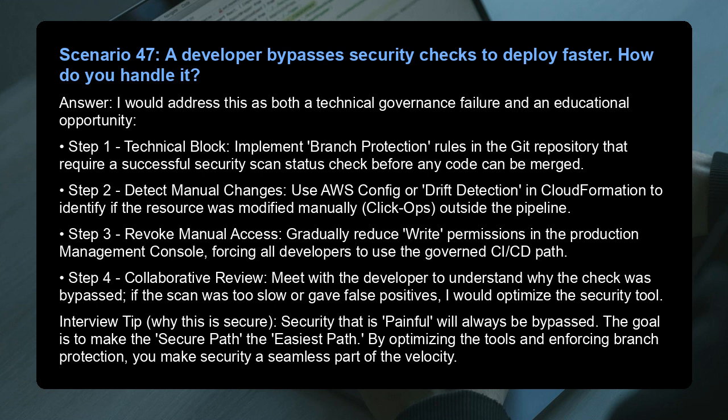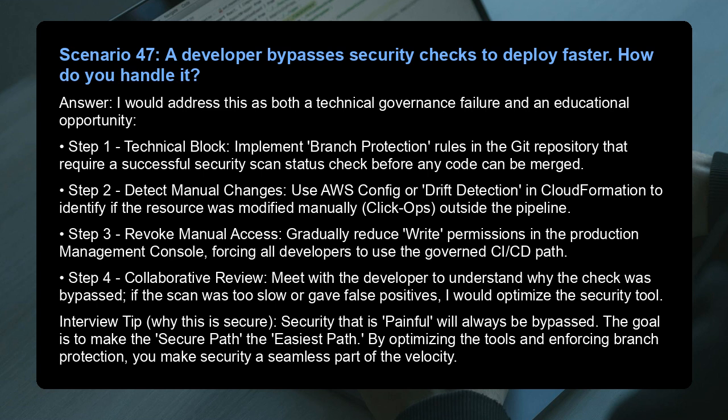Step 2. Detect manual changes. Use AWS Config or drift detection in CloudFormation to identify if the resource was modified manually, ClickOps outside the pipeline. Step 3. Revoke manual access. Gradually reduce write permissions in the production management console, forcing all developers to use the governed CI/CD path. Step 4. Collaborative review. Meet with the developer to understand why the check was bypassed. If the scan was too slow or gave false positives, I would optimize the security tool.